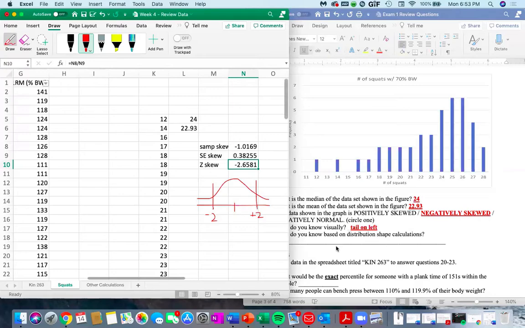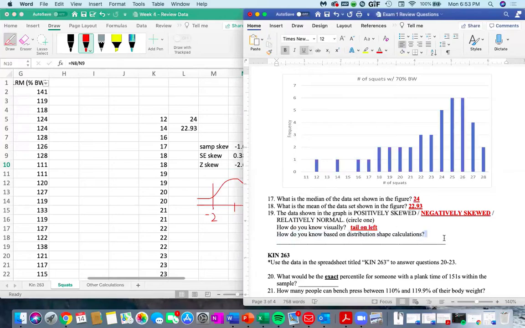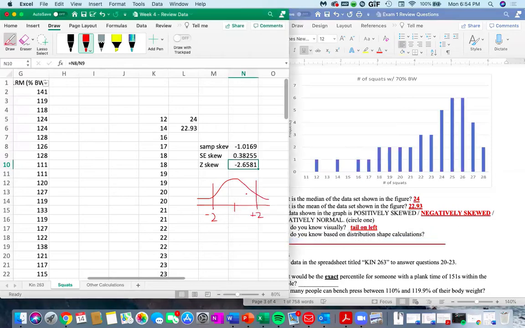So in this case, how do we know our distribution shape based on calculations? How can we assume we have negatively skewed data? The tail is on the left side. It's negatively skewed because this value lands in this area. If this is our population distribution, that means our sample is skewed enough that it's not representative of our population, because it lands outside of this -2 and +2 acceptance area.